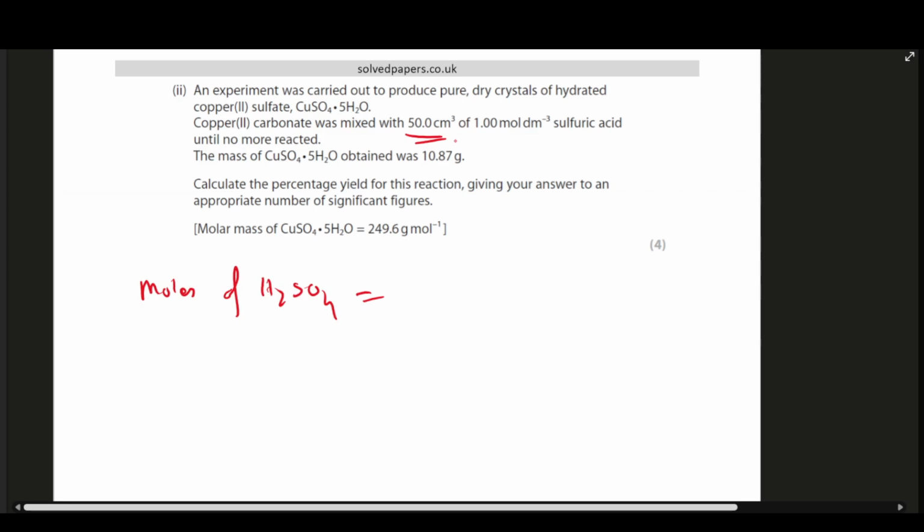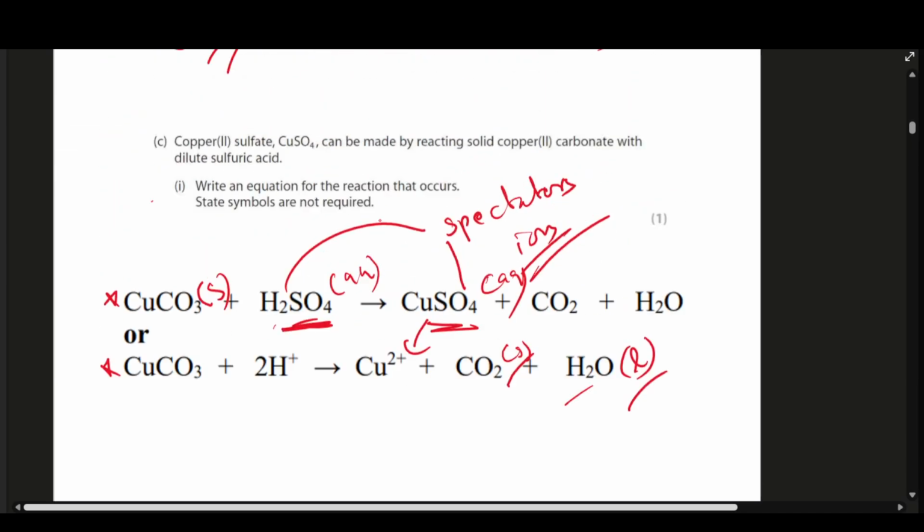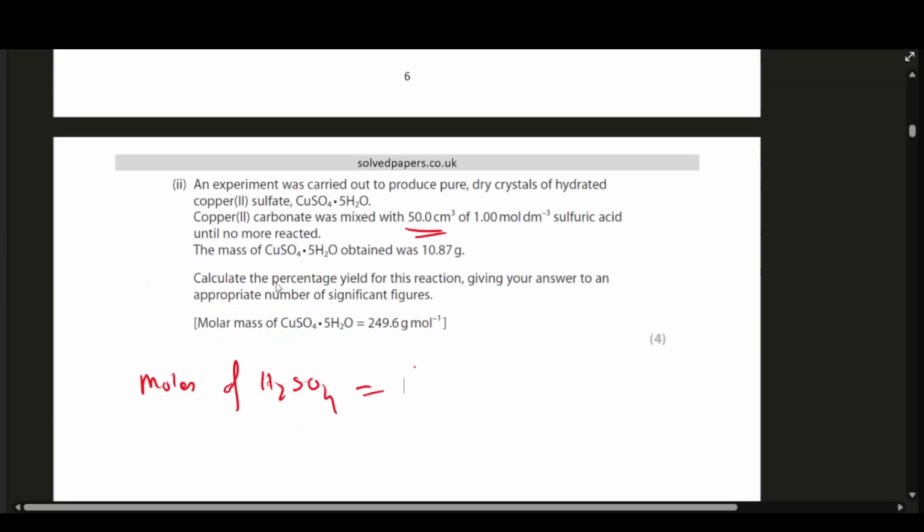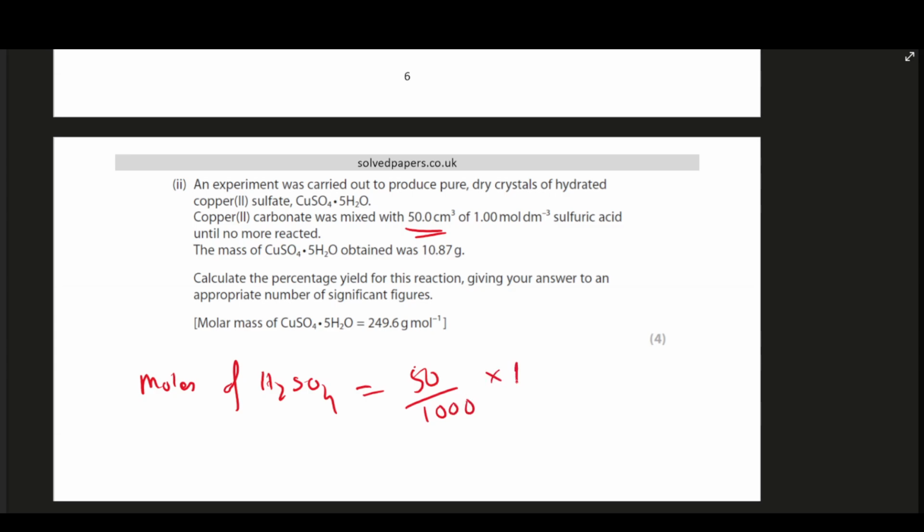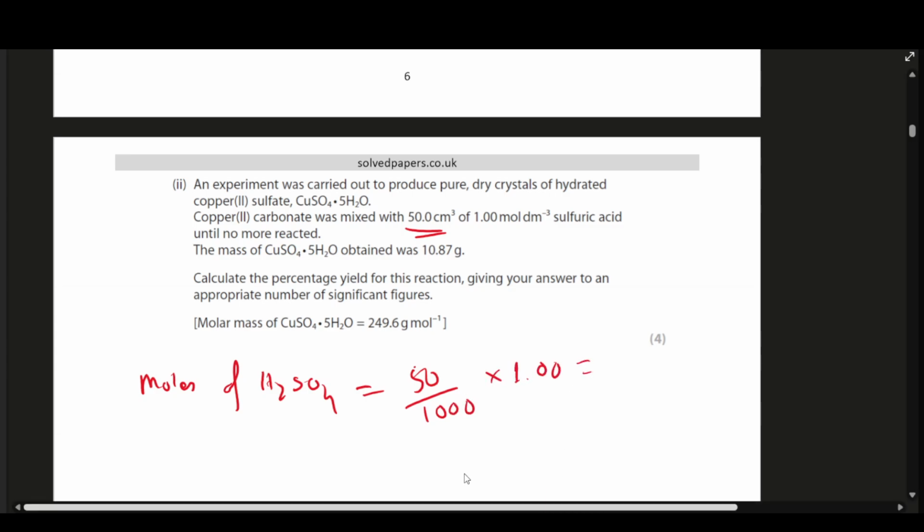So we have 50, right? Yeah, sulfuric acid. So moles of sulfuric acid is pretty simple. 50 by 1000 times 1. Eventually you get about 0.05. So you got the moles of H2SO4.